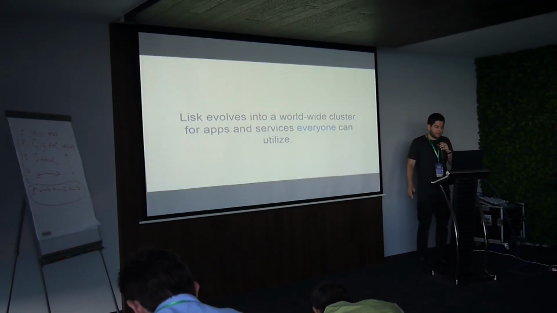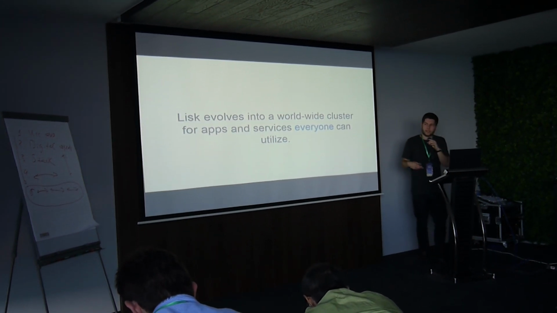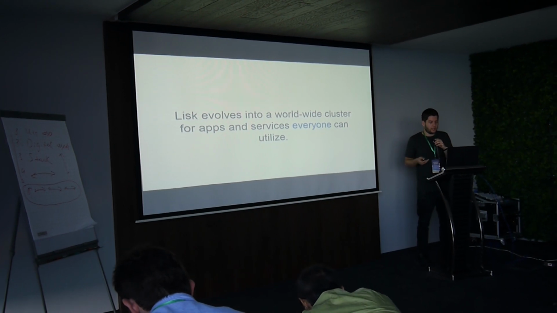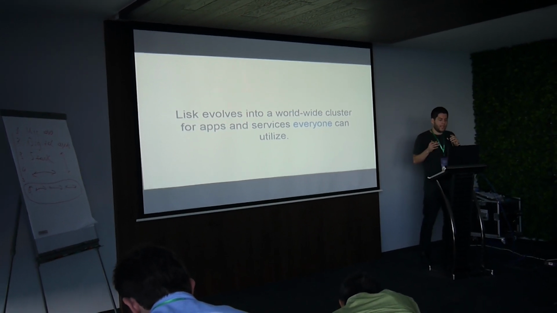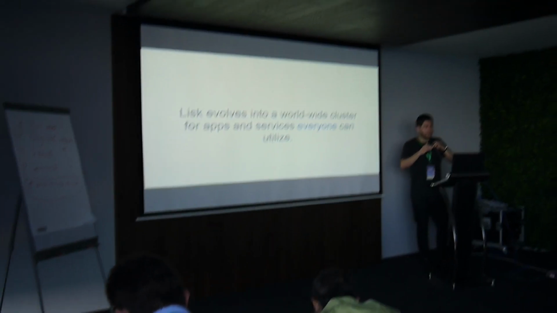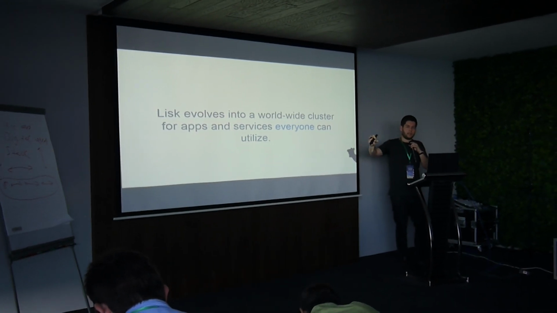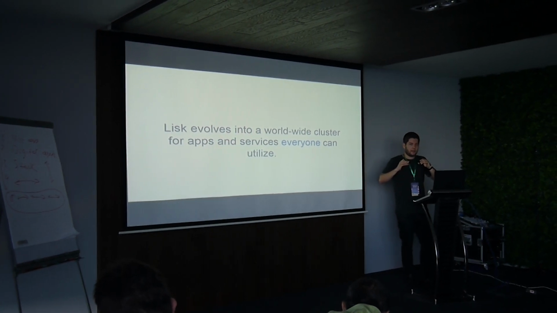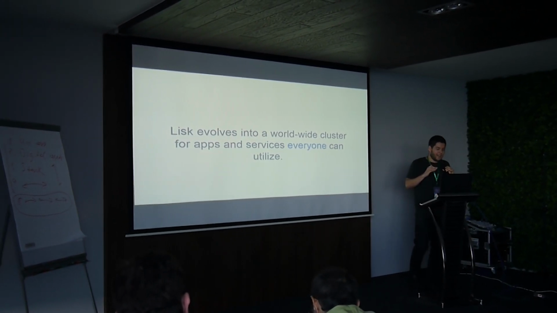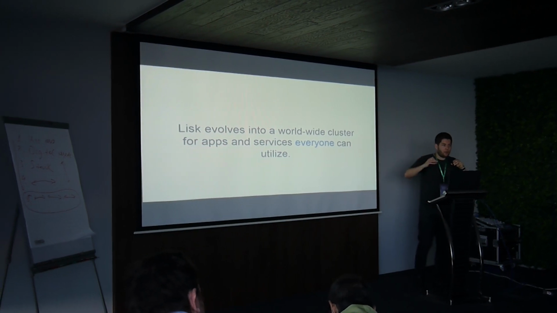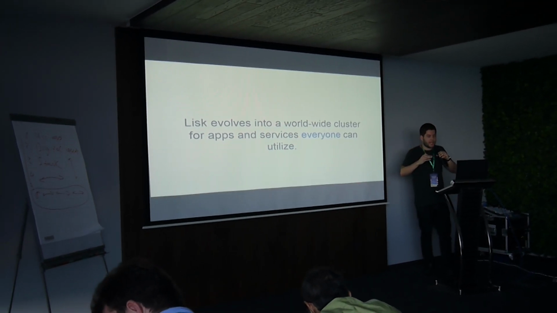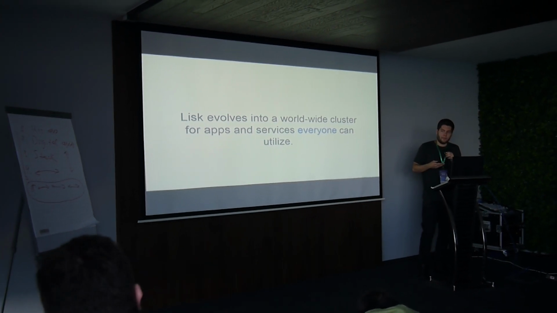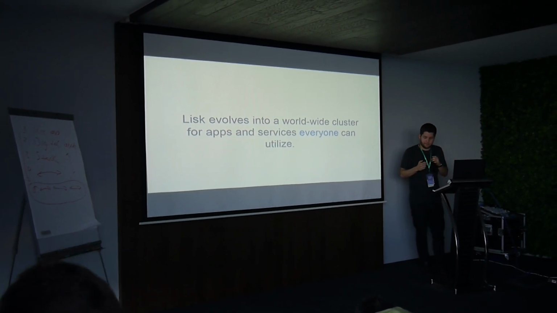So, to sum it up, Lisk evolves into some kind of a worldwide cluster for apps and services everyone can use. And it's like a big brain because everything can work together. You can have this blockchain service like the identity, and you can have another one. And some developers might implement them both in their own blockchain app, and this is evolving over time. And this allows more complex and more feature-rich applications in the future.